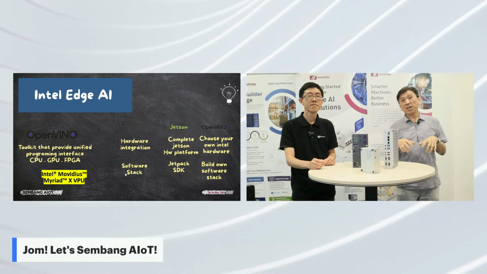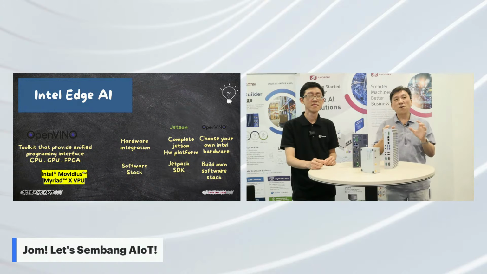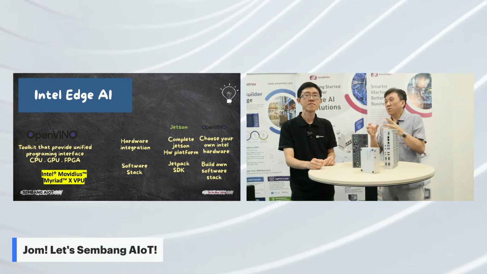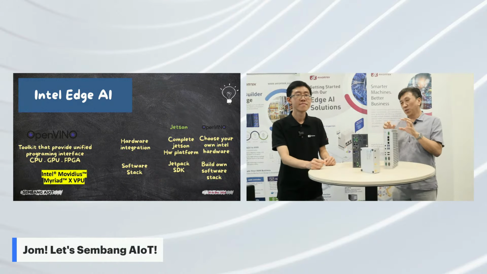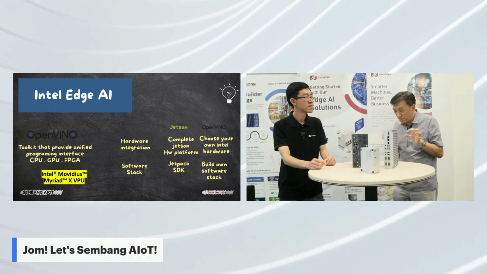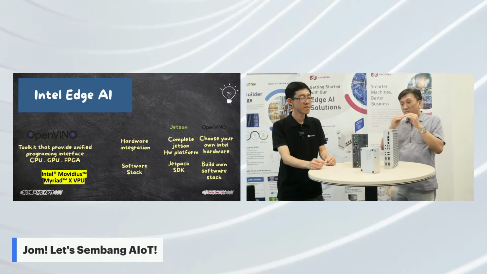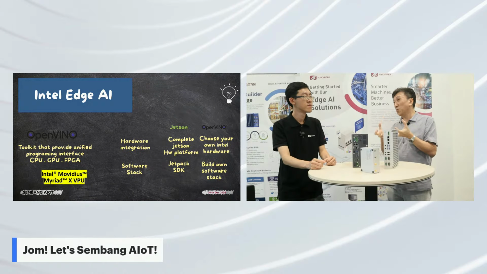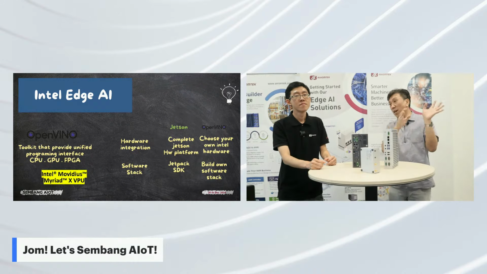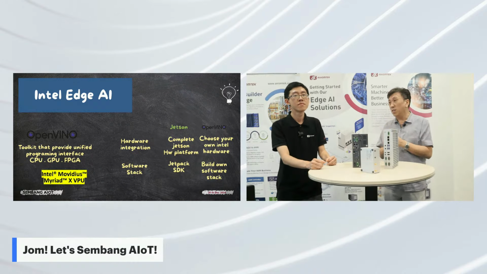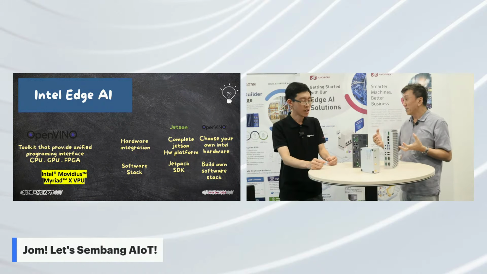But in OpenVINO, it's more of what they call hardware dependent. You can choose your own Intel hardware platform, for example, processors, and different generations that you want to use with OpenVINO. That one is hardware integration. But in terms of software integration or software stack, Jetson has its own JetPack SDK.